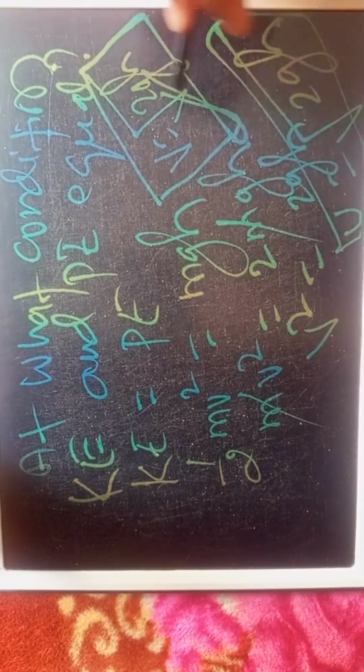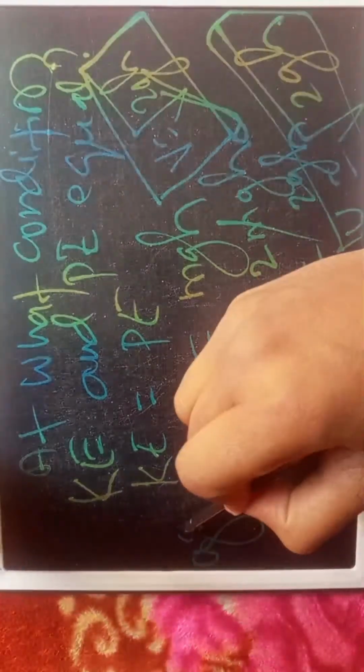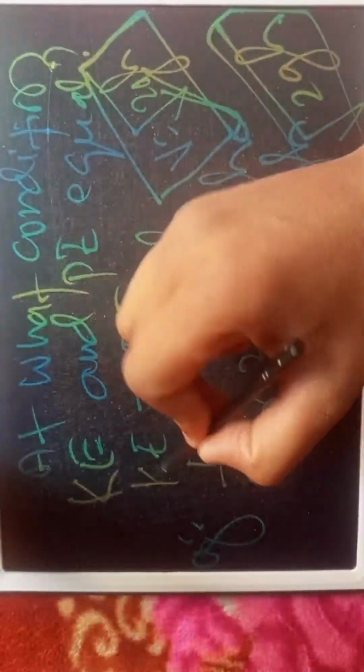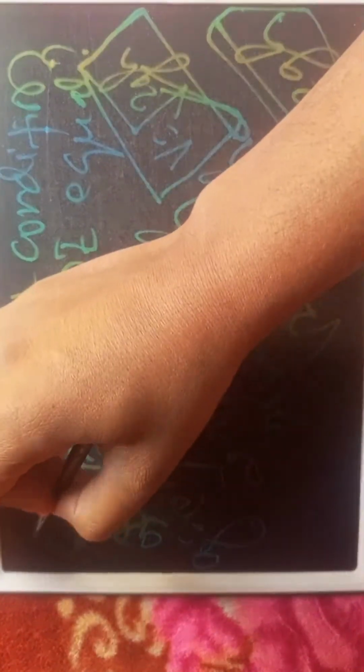Most important. At what condition? When kinetic and potential energy are equal, V is equal to root under 2gh. What is the value of g? g is equal to 9.8, or you can put 10. This g means acceleration due to gravity, 9.8 or 10 meter per second square.